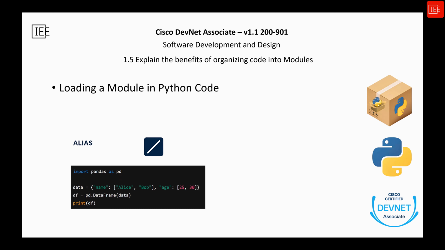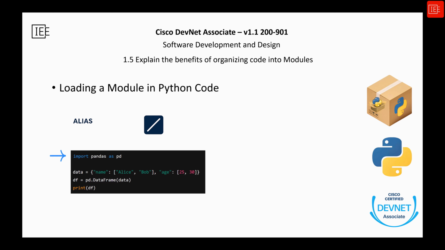Now, that's where the alias import comes into play, using the keyword as, for example pd, as you see on the screen. So with this approach, you can give a module a shorter name, making your code cleaner and quicker to write as well. So for instance, instead of always typing pandas.dataframe, you can import pandas as pd and just write pd.dataframe, as you see on the screen. This is especially helpful for modules with long names or ones that you will use often throughout your script. It's really about readability and convenience, nothing more.